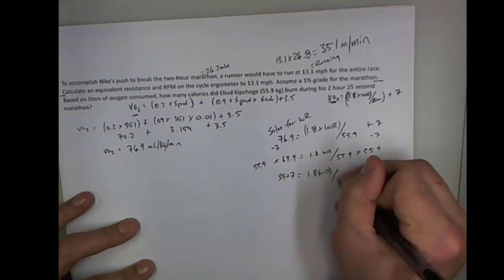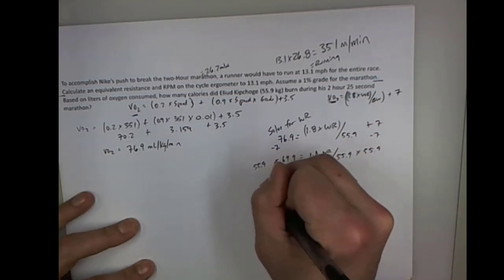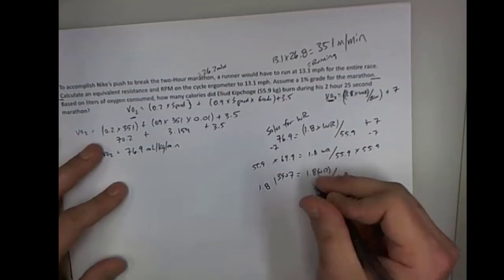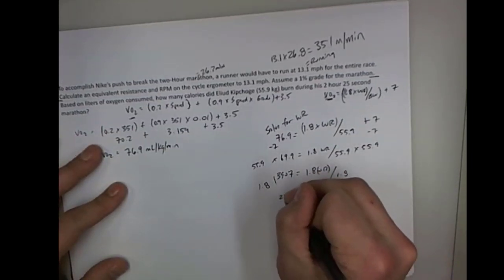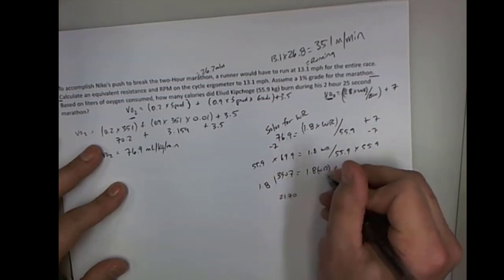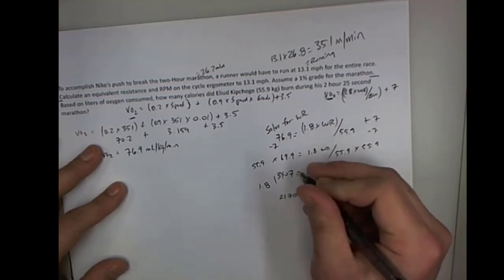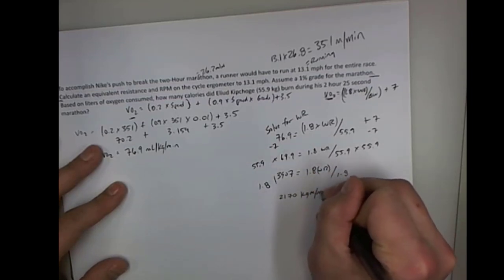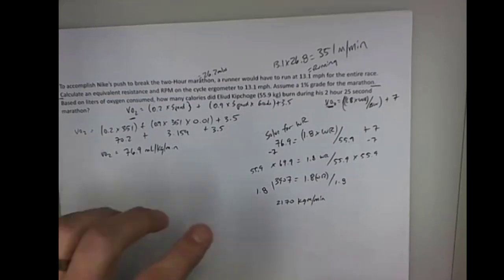We're going to divide by 1.8. So in this case, 3907 divided by 1.8 gives us 2170, and this is in kilogram meters per minute. So here's our work rate.